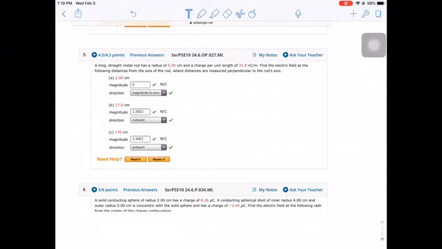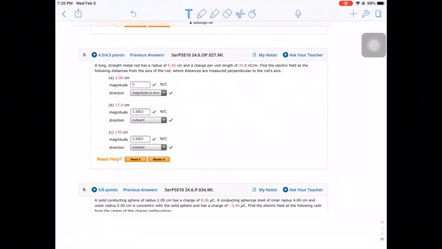Okay, so this is WebAssign 9C and question number 5. It says, a long straight metal rod has a radius of 5.5 centimeters and a charge per unit length of 31.8 nanocoulombs per meter. Find the electric field at the following distances from the axis of the rod, where distances are measured perpendicular to the rod's axis.